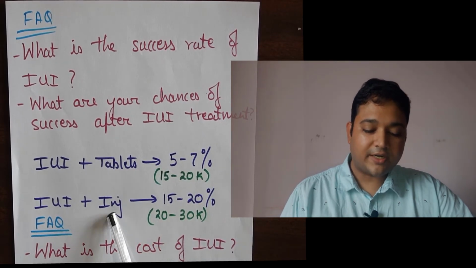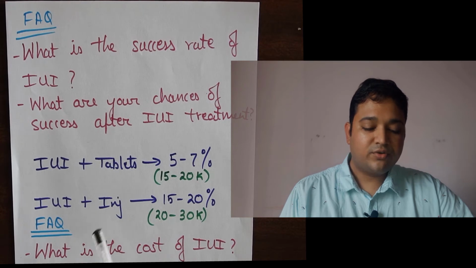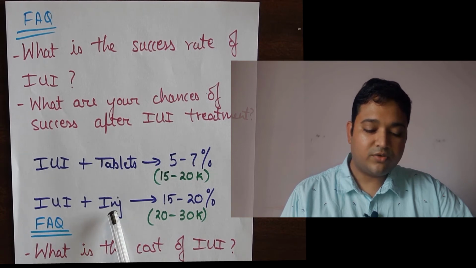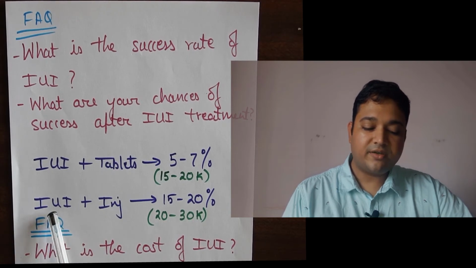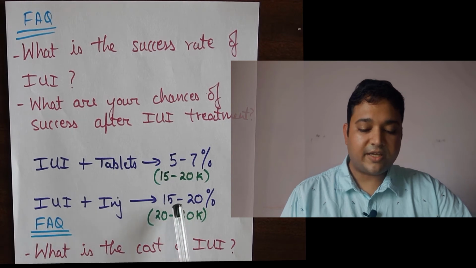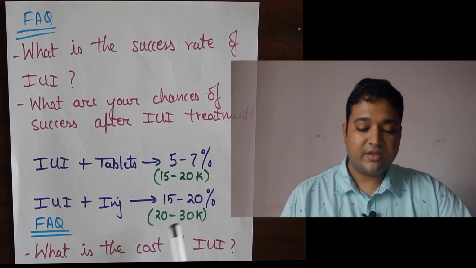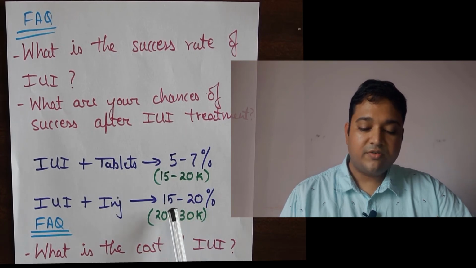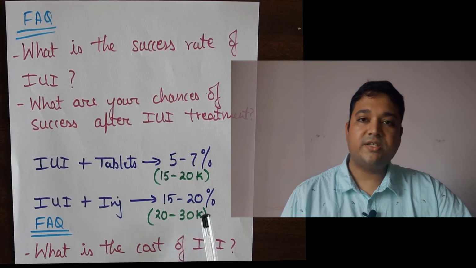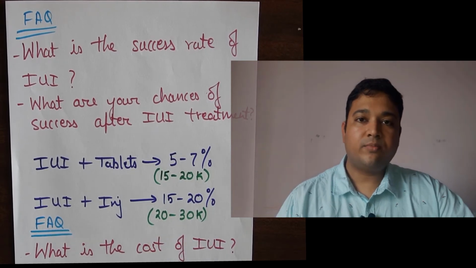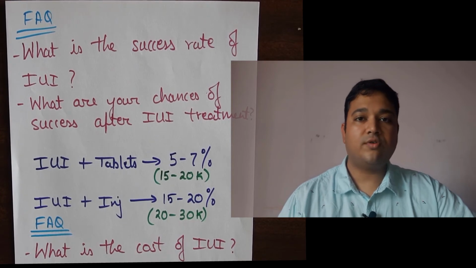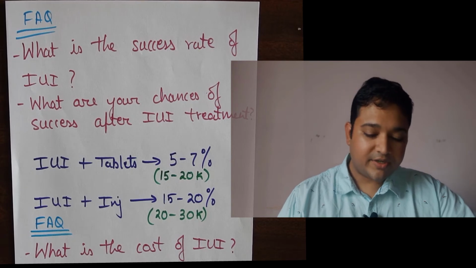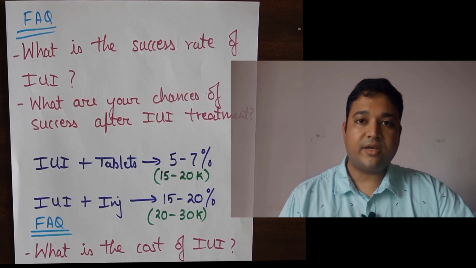Also, if injectables like gonadotropins are used to grow the wife's eggs, that is during a superovulation protocol, and if IUI is done to inseminate her with the husband's sperm, then we can expect a 15 to 20% success rate in the couples. That means out of every 100 couples, 15 to 20 couples would succeed in a single cycle. Another important question which I would like to answer on the same slide as mentioned before is the cost of IUI treatment. IUI treatment cost depends on how the IUI is being done.